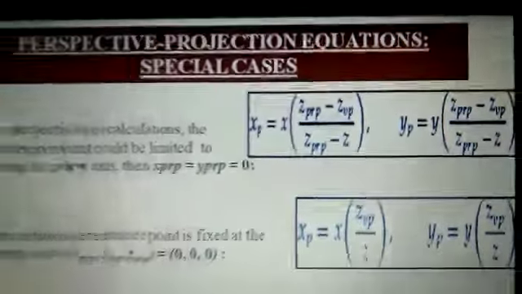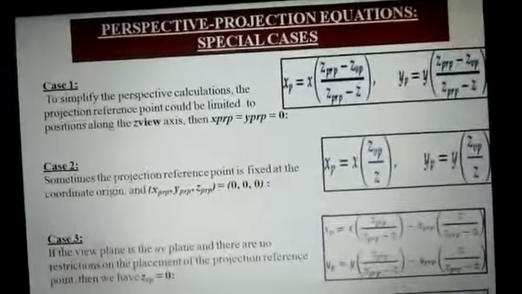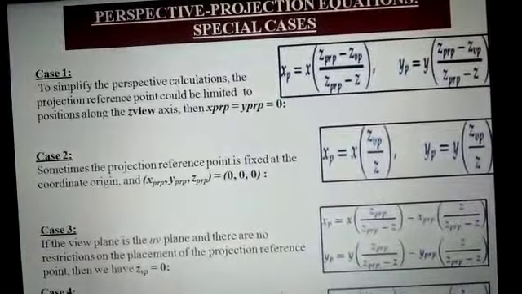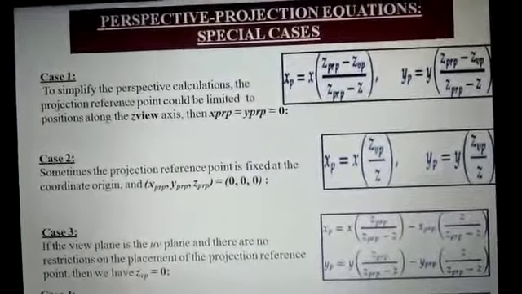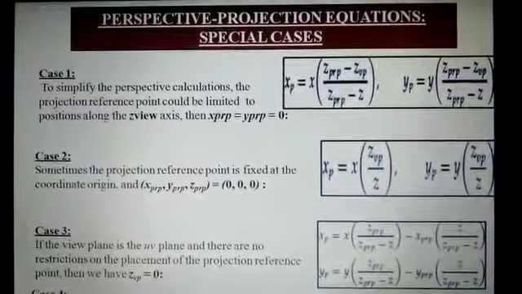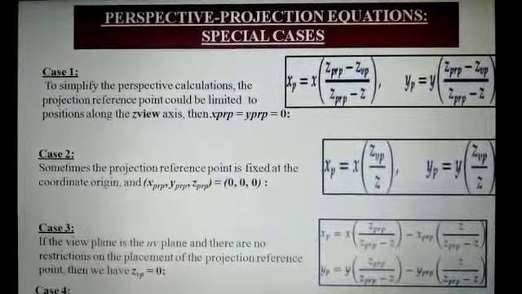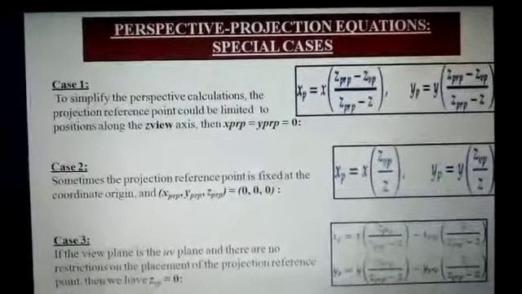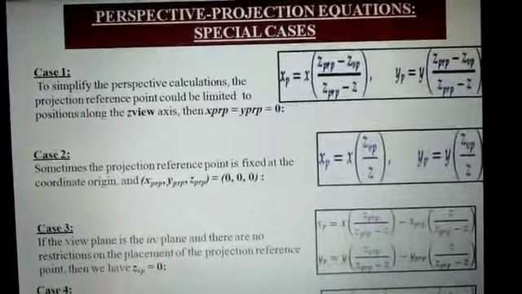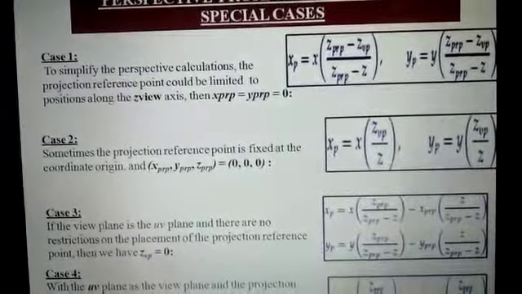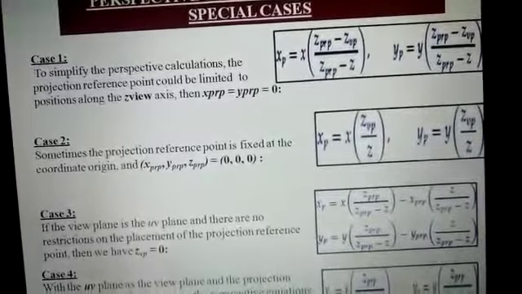In the next case, if the object is at the Cartesian coordinates, that is, if the projection reference point is fixed, then we have xprp, yprp and zprp equal to 0, 0, 0. Then we can conclude that xp is equal to zvp divided by z times x, and yp is equal to zvp divided by z times y.